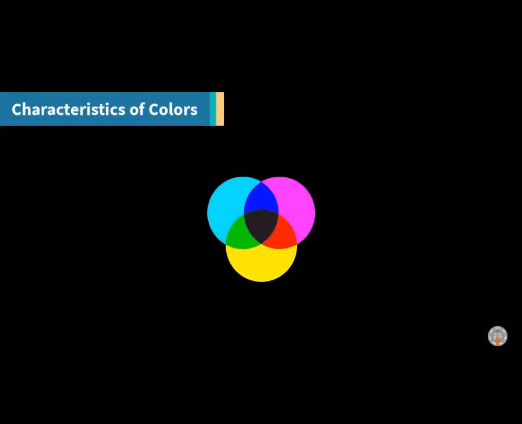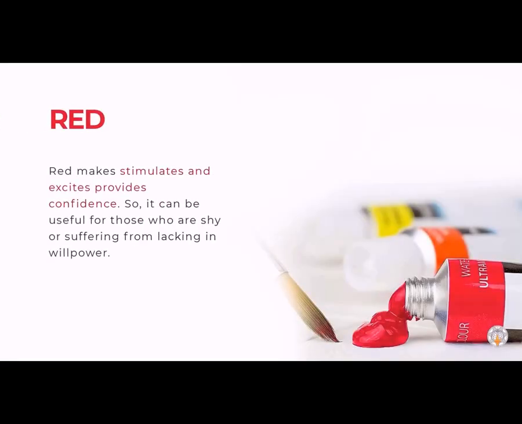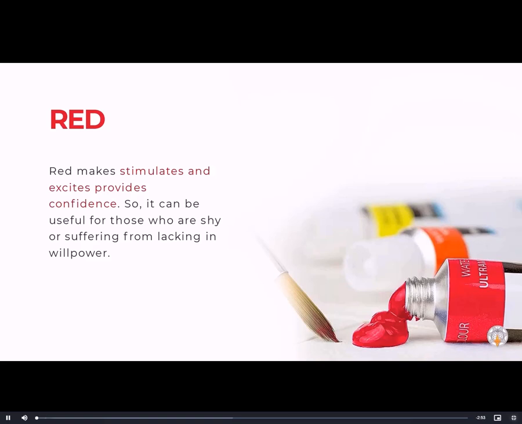Characteristics of colors. There is a great relationship between color and human nature. One's mood changes according to the clothing color that another person wears. The influence of color on human life is very interesting. Red stimulates and excites, and provides confidence. So, it can be useful for those who are shy or suffering from a lack of willpower.